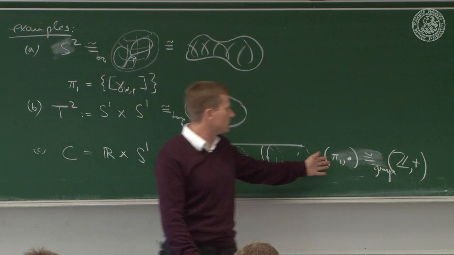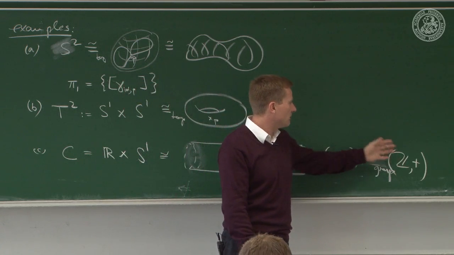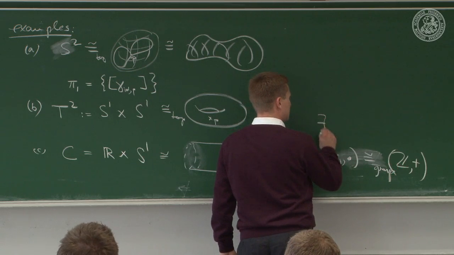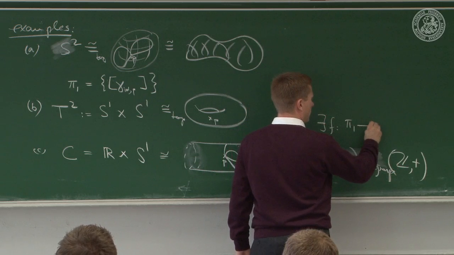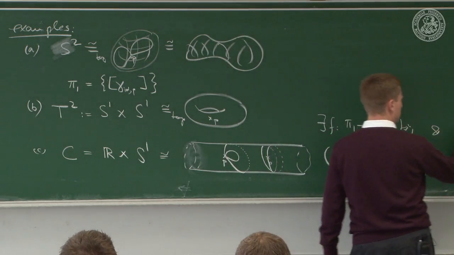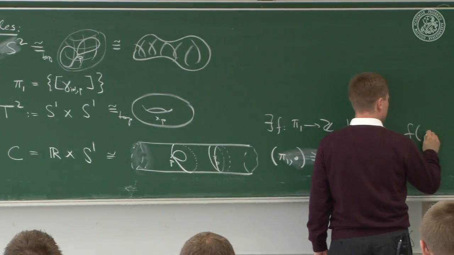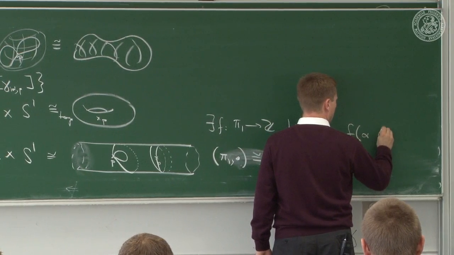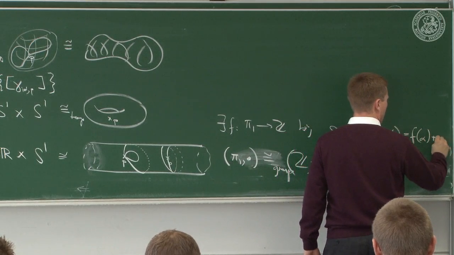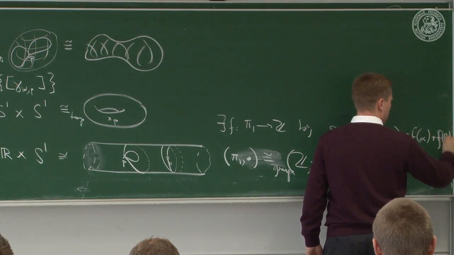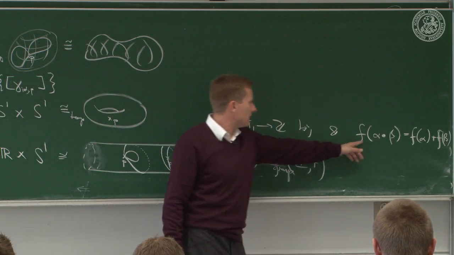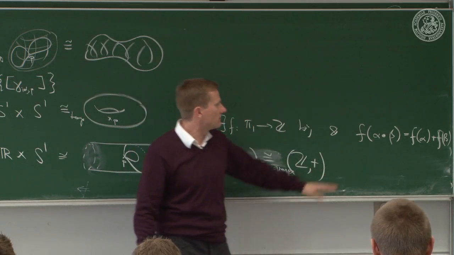So there must be a map between these two that is bijective and respects the group property. That means there exists a map F from pi 1 to Z that's bijective, and respecting the group property would mean you can first take two elements alpha and beta and blob them, and that should, however, be the same as taking alpha and taking beta and adding them on the other side. That would be the structure preserving map if you have a group structure.